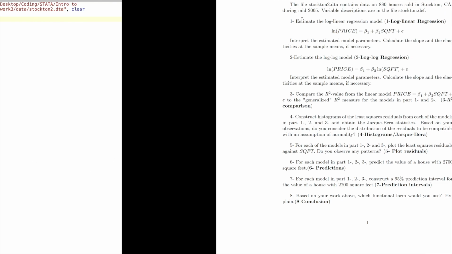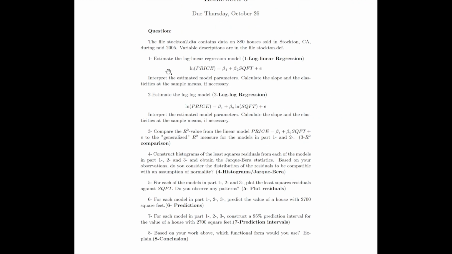Okay, so number 1, it says estimate the log linear regression model: ln price equals beta 1 plus beta 2 square feet plus our error. Interpret the estimated model parameters. Calculate the slope and the elasticities at the sample means if necessary.